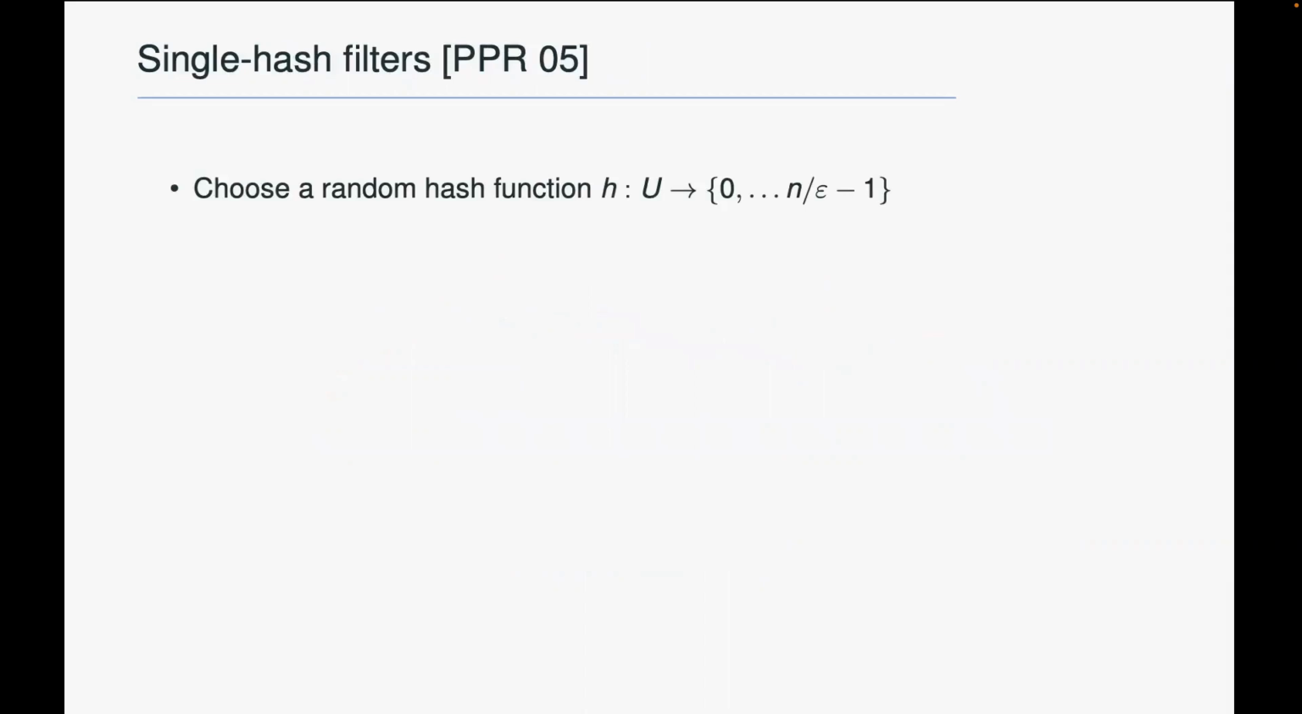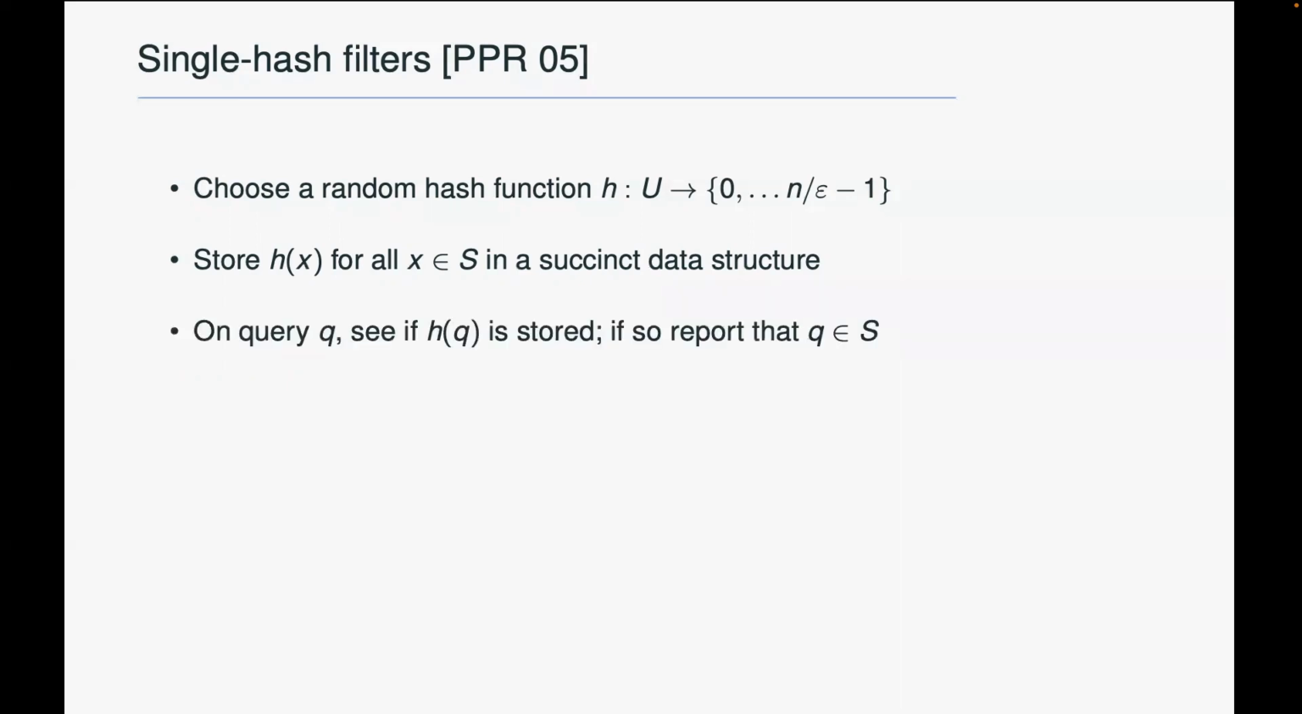Instead, we're going to use a more recent kind of filter called a single hash filter. So for a single hash filter, we're going to choose a random hash function. U is the universe of possible items that encompasses both all of our queries and the set of items we want to store. And we're going to hash it down to one of n over epsilon values. Let's just assume n over epsilon is an integer. All we're going to do is store the hash of every item in my set. That is my filter. So I take my n items, I hash all of them, and I store those n hashes. Each has one of n over epsilon different values.